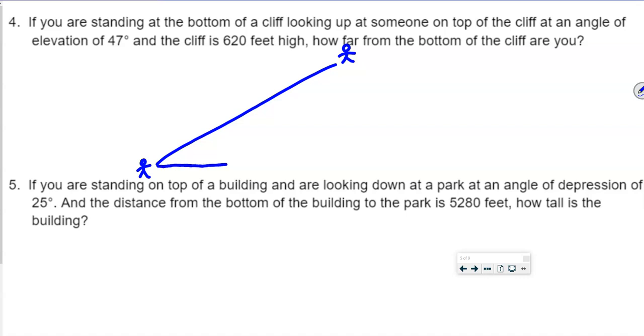So I got the ground down here, don't I? So listen, your angle of elevation is always at the ground, okay? It says the cliff is, how tall, y'all? 620 feet high, right? So that's going to be the 620 is going to be here. We got our right angle right there, right? And it says, how far from the bottom of the cliff are you? So isn't it asking us to solve for that?